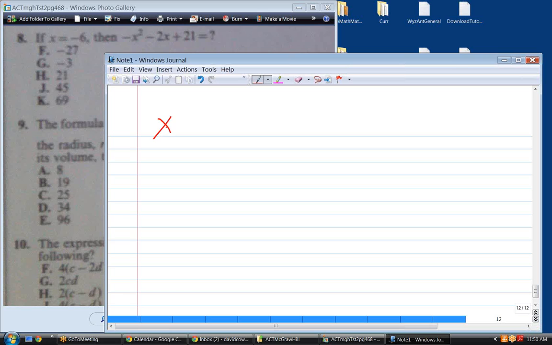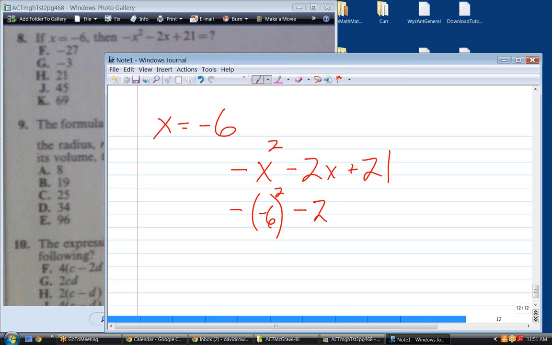Alright, now on these, be very careful about how you solve them. Don't take shortcuts. By that I mean plug in using parentheses and then go from there. So what's the next line I'm going to write? Minus, parentheses, negative 6, squared, minus 2, parentheses, negative 6, plus 21. And that's the best way to do it on every single one of these.